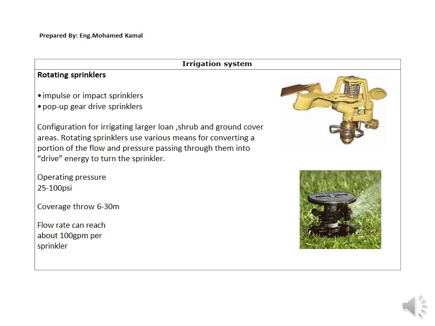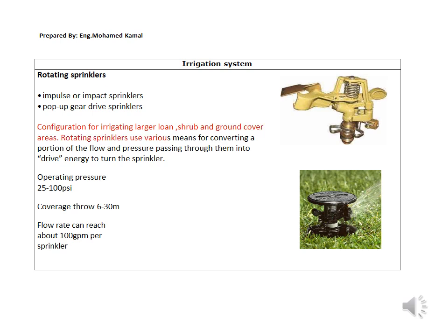Rotating sprinkler. The rotating sprinkler has two main types: impulse type and pop-up gear drive type. Configuration of irrigation: large lawn areas, shrub, and ground cover areas.